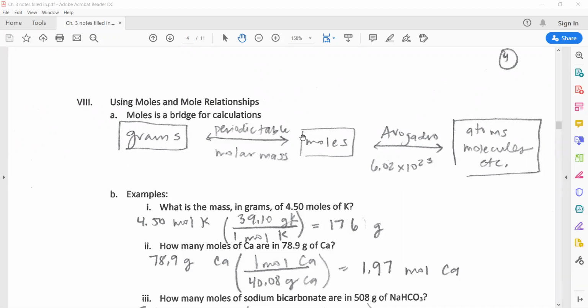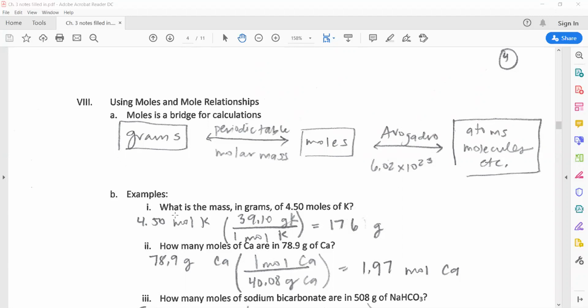So first, let's talk about this first conversion right here between grams and moles. To convert grams to moles or moles to grams, we're always going to look for the molar mass, which comes from the periodic table. And we can set up a conversion factor with 1 mole equaling the molar mass.